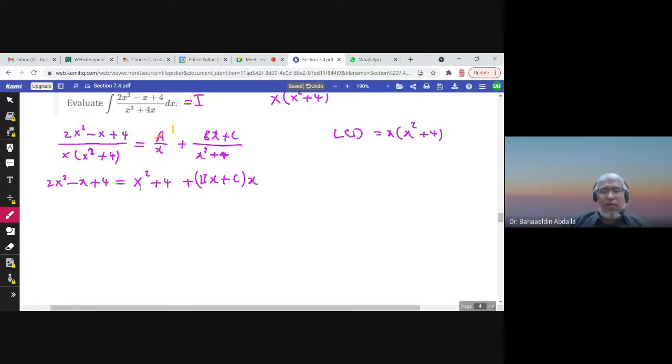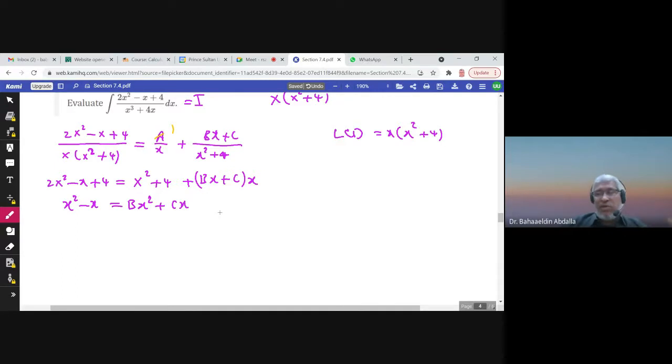Good. Now, I don't have variables here, no coefficients in x squared plus 4. So I will take it to the other side. 2x squared minus x squared would be x squared, and I have minus x, and 4 minus 4 would be 0. And here I have bx times x, bx squared, and cx.